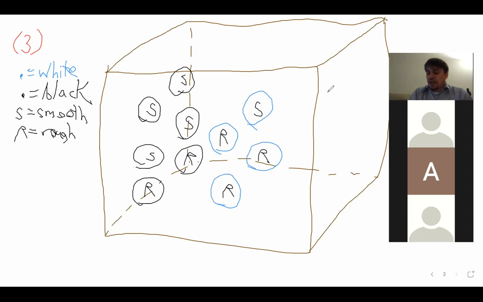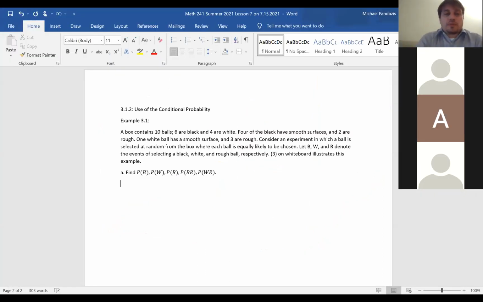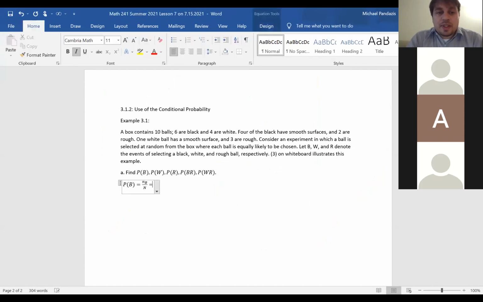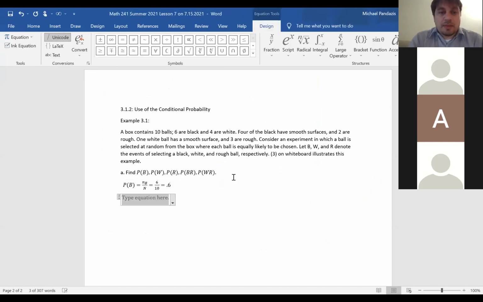And so we want to find the probability of, first, B. Probability B is a black ball. Maybe you want to have this drawn. So the probability of a black ball is equal to N sub B over N, the number of black balls divided by the total number of balls. There are 10 balls in total, and 6 are black. So 6 out of 10, which is equal to 0.6. That's the probability of getting a black marble.